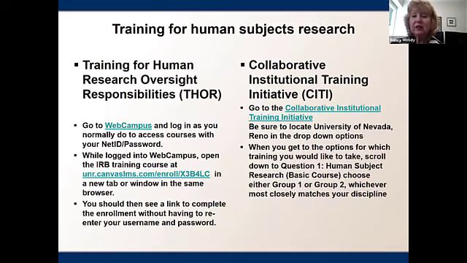So we require training for human subjects research, and when you get these slides, you can see that we have two choices. You can go to our homegrown training, which is on the web campus, which we call THOR, Training for Human Research Oversight Responsibilities. And then we also have the national program, which is CITI, Collaborative Institutional Training Initiative. You do not have to do both, just do one, and they both last for 5 years.